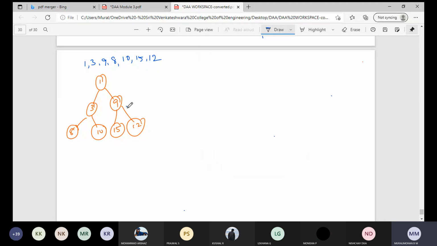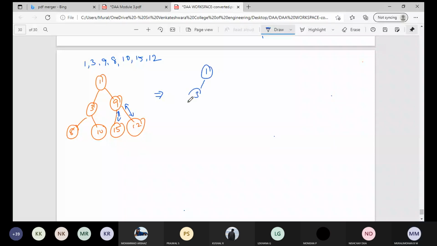So the last node is 12. Here we will check for parental dominance. Does it hold good for this 9? Here it is 12, and here it is 15. No, it will not hold good for this 9. So exchange this 9 with its larger key value. Comparing 15 and 12, 15 is the larger key value. So we'll exchange this 9 and 15.